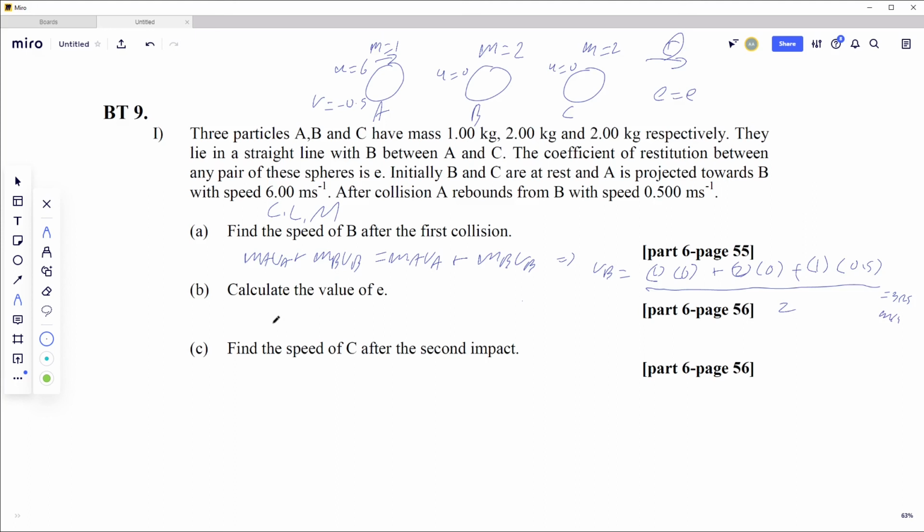Calculate the value of E. We're going to use Newton's law of restitution. E equals, or if you want, let's go step by step. VA minus VB equals minus E into UA minus UB. I'll distribute the minus and solve for E. So E equals VA minus VB over UB minus UA.